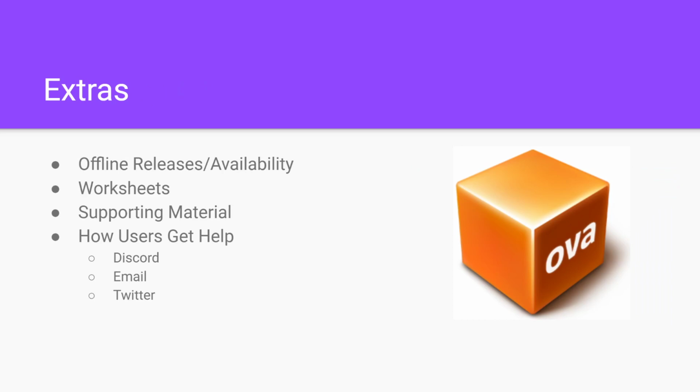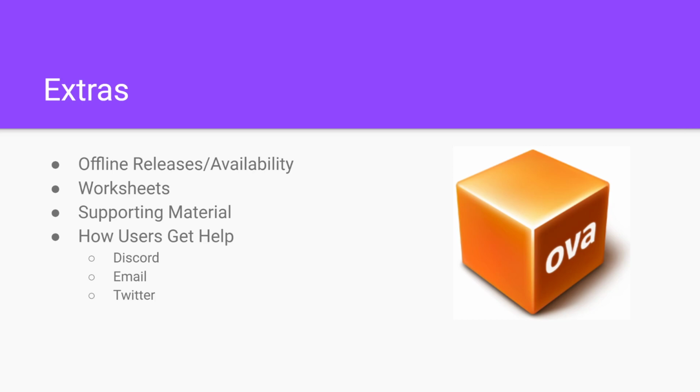Some quick extras, or things to consider after you've got the box all done, are offline releases and availability. Do you want to host the OVA from a website like a Google Drive so users can download it? Do you want to add worksheets so maybe it's not tied to a specific site? You can create supporting material as well, so maybe it's educational, but the box is very difficult. You can go through and add a bunch of supporting material, like just articles they should read, and it'll lower that difficulty level.